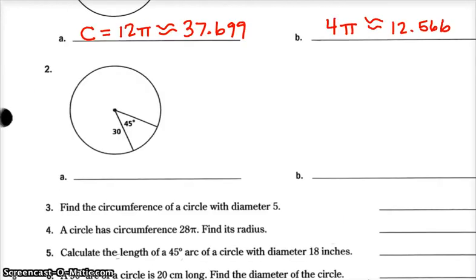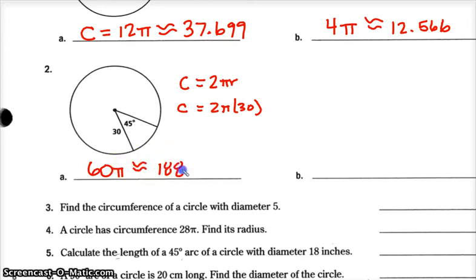We are asked to find, again, the circumference and the arc length in the circle shown below. All right, circumference equals 2 pi r. Circumference equals 2 pi times the radius, which is 30. So my circumference is 60 pi. The decimal approximation, 60 times pi, is 188.496.